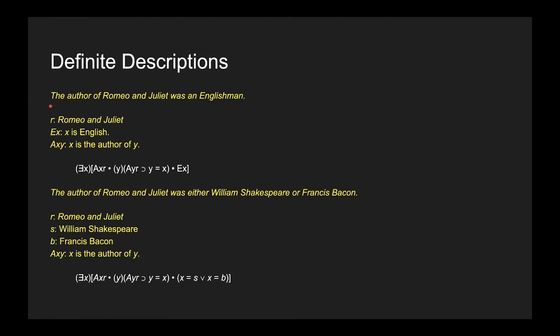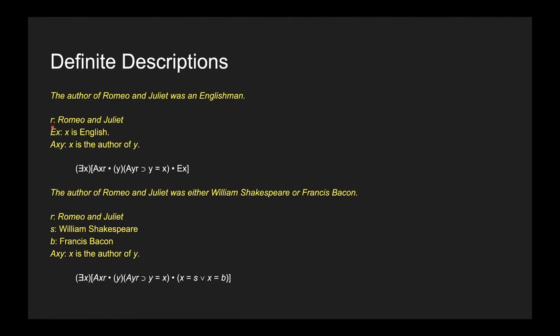The subject of this sentence is the author of Romeo and Juliet, which is a description. It doesn't name the person by name. It's a description of the person. And that's why this category of statements is called definite descriptions. You're talking about the one and only author of Romeo and Juliet, where that subject is actually a description. So we're going to need a few things to translate this.